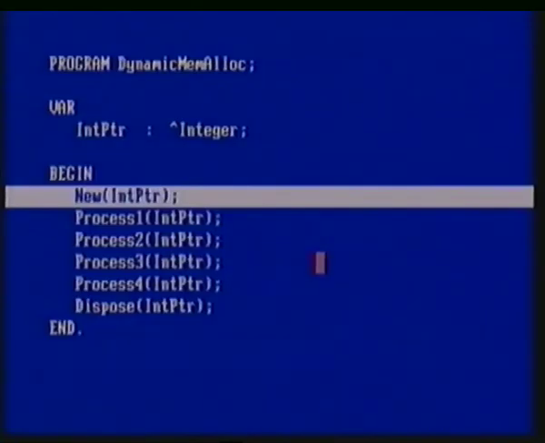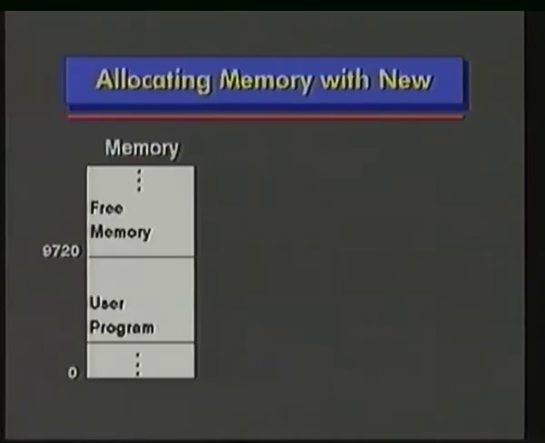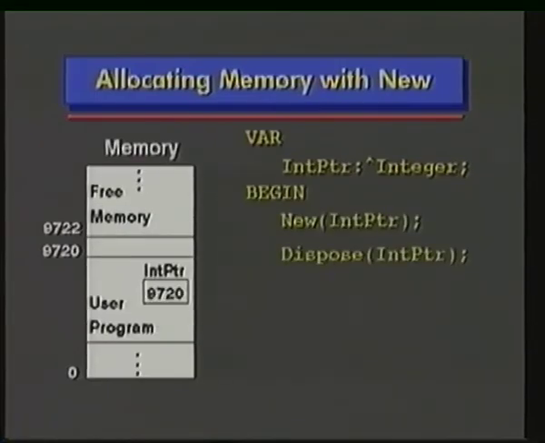Let's look inside the computer to show how dynamic memory allocation works. The computer has a section of free memory that is managed by DOS and reserved for the runtime use of programs like ours. When the procedure new is called, the compiler figures out how much memory is needed based on the data type, and the system allocates that amount of memory by placing its starting address in the pointer variable. In this case, it puts the starting address of a 2-byte block of memory in the int pointer variable.